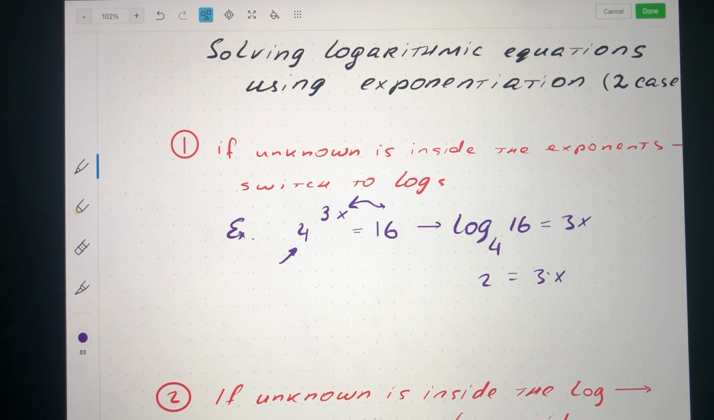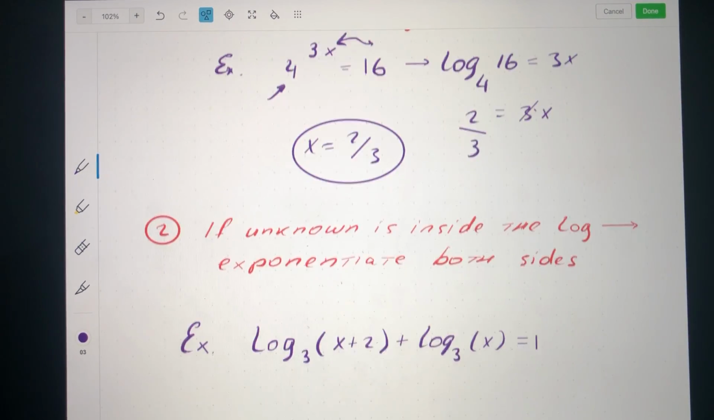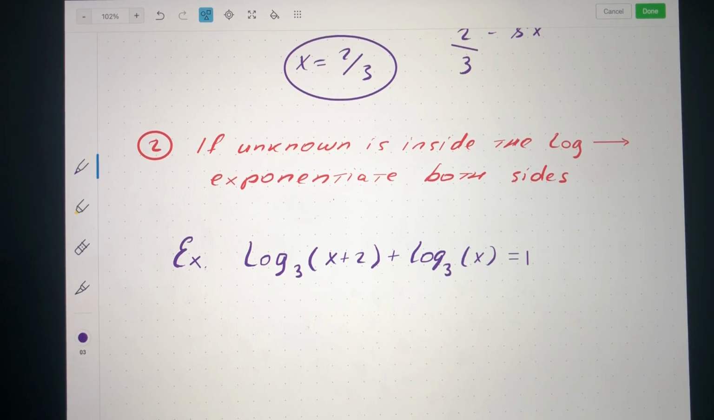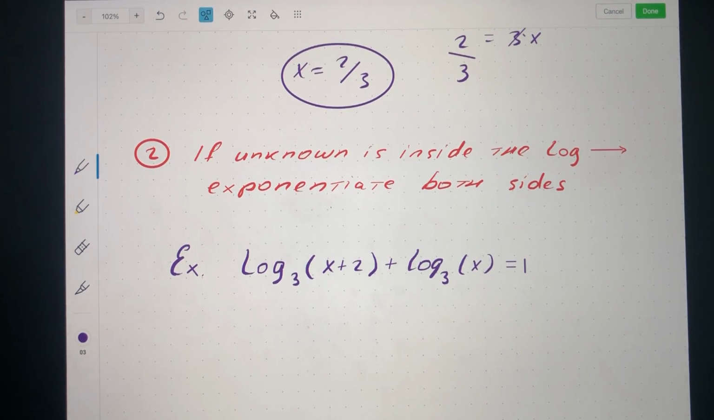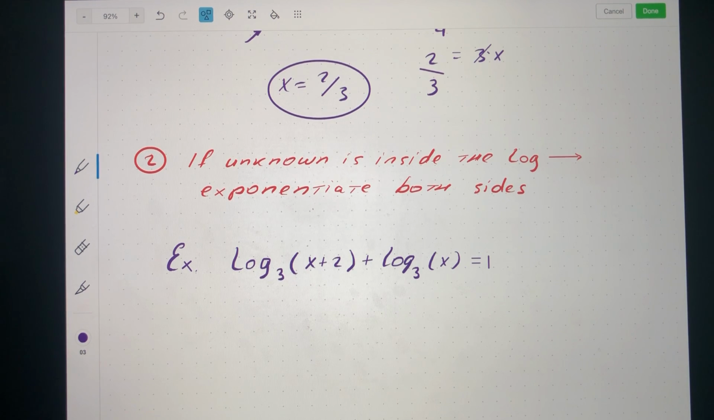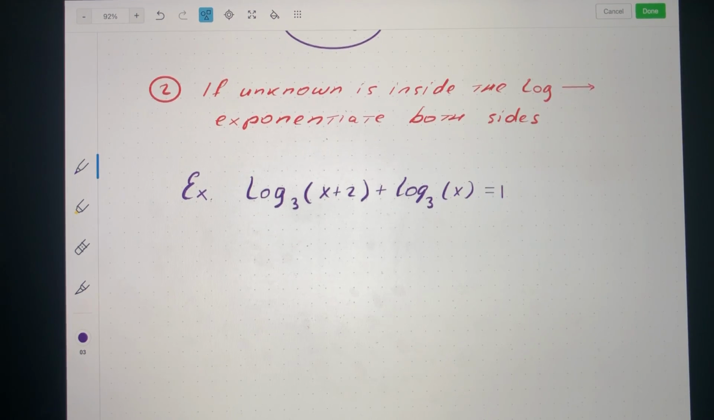All we need to do is undo the multiplication by 3. So x is 2/3. And that's it. Now the second possibility is we might have logarithms to undo. And here is where we can use exponentiation.